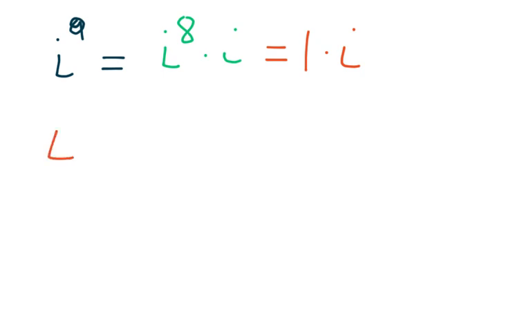So i to the 231 power. Now this is going to take a calculator. You do 231 divided by 4, and that is 57. So there's 57 times 4. So 57 times 4 is 228.